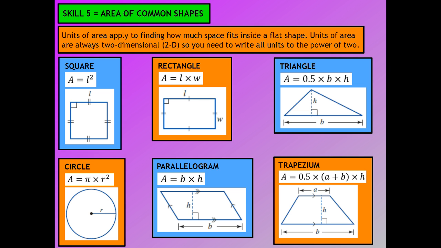For a square, the formula that we'll use is area equals length squared. For a rectangle, we'll use area equals length times width. For a triangle, we'll use area equals 0.5 times the base times the height. The base is at the bottom and the height is a vertical line that forms a right angle with the base. For a circle, we'll use the formula pi times r squared.